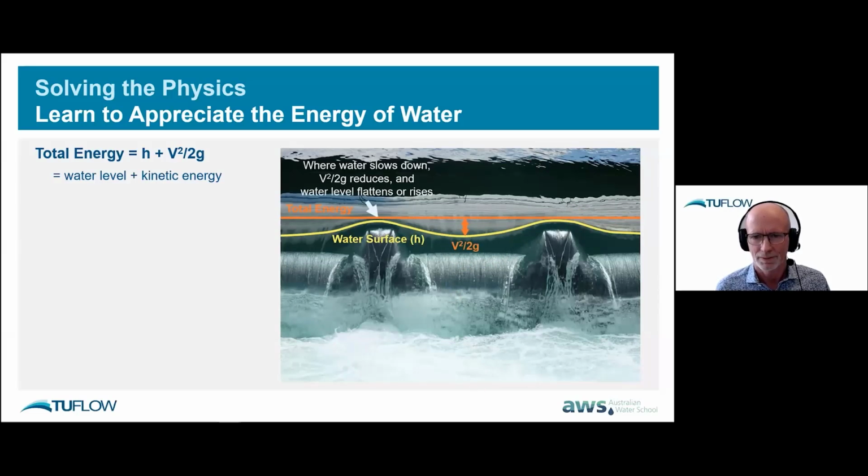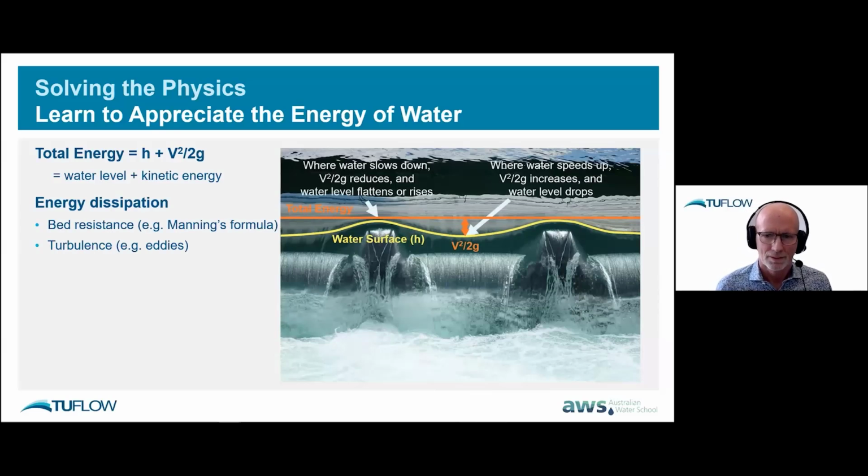So what happens is as water slows down as it approaches something like a pier, you'll often see the water level flatten out or it may even rise. That's because your V squared on 2g is reducing as your velocity slows down, so your water surface pops up. And where your water speeds up, your V squared on 2g increases and the water level drops. So that's why this is important.